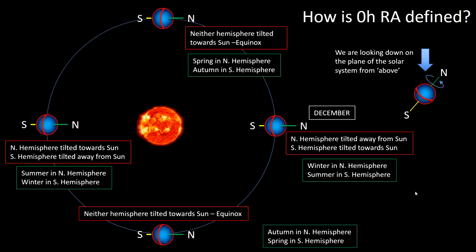And we can then put the months on. December is the middle of winter in the northern hemisphere, then March, June and September. And this is how we define 0 hours right ascension.